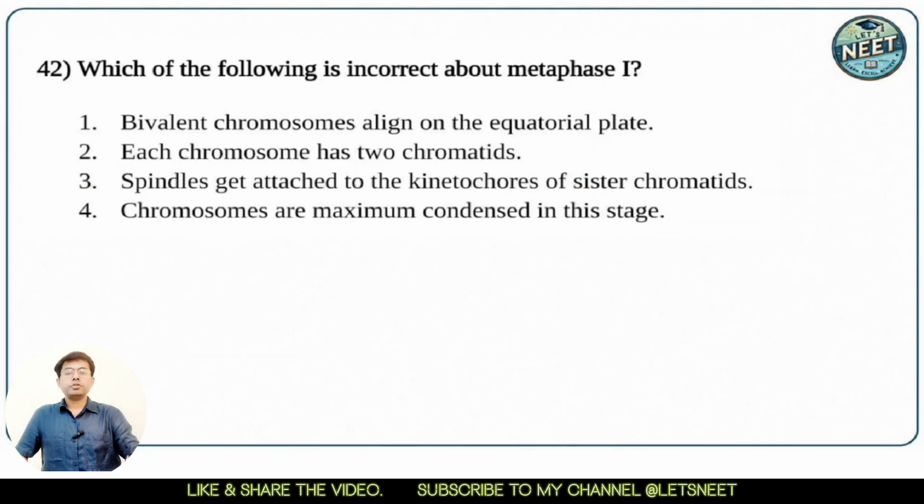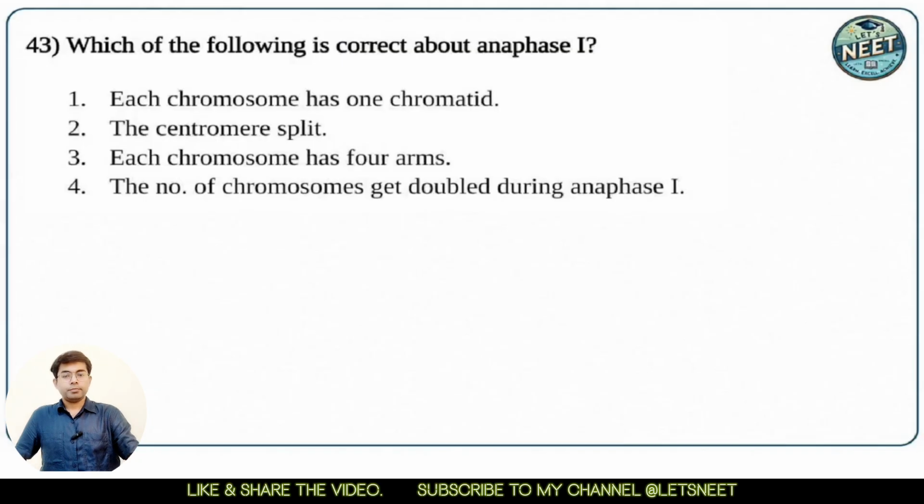Next one. Which of the following is correct about anaphase 1? During anaphase 1, each chromosome has 1 chromatid. This is wrong. During anaphase 1, each chromosome has 2 chromatids.